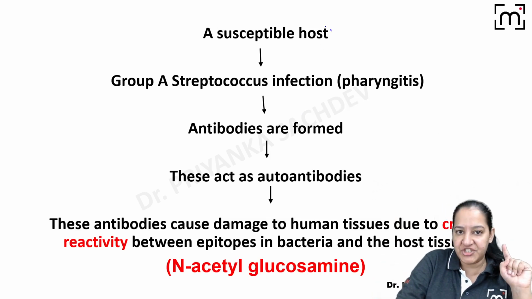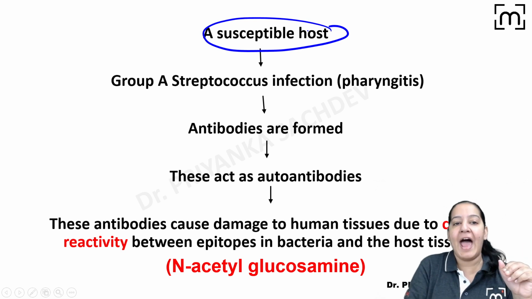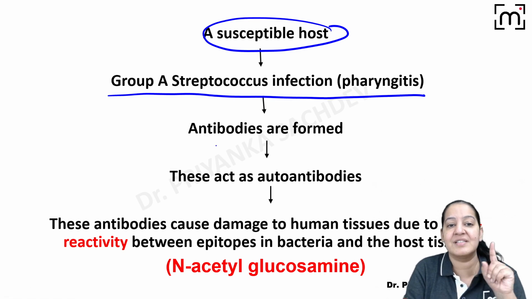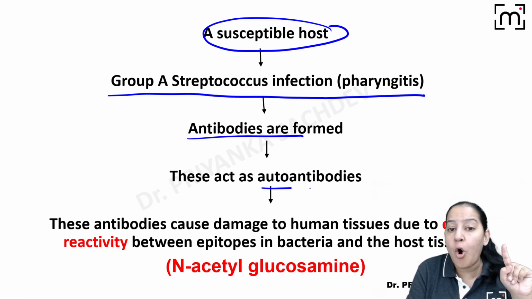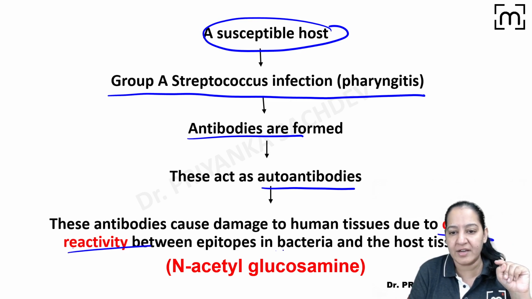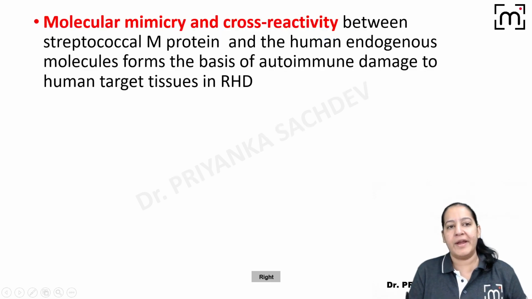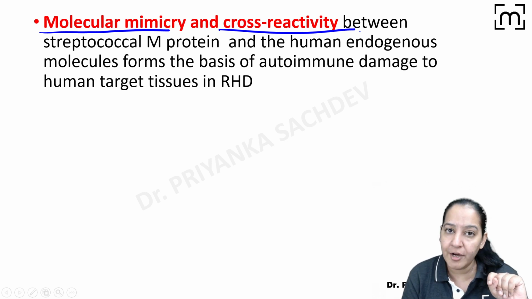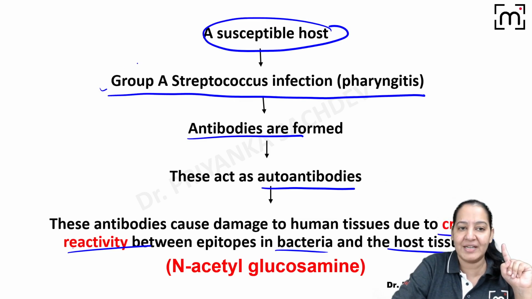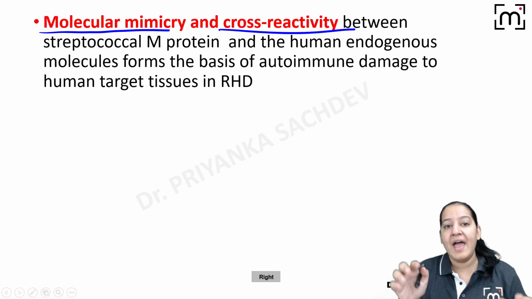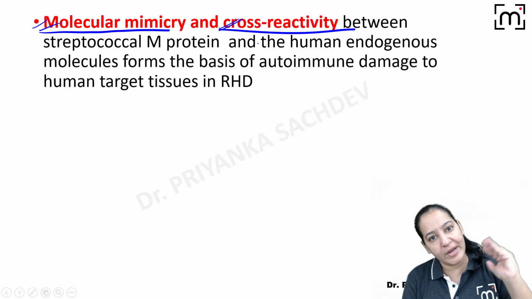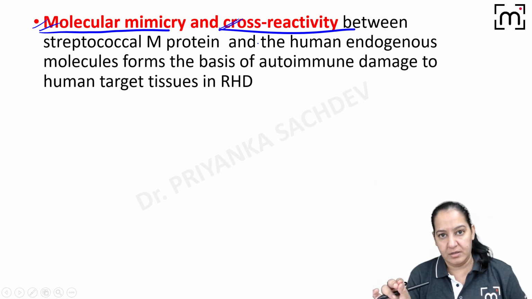So the pathogenesis: there is a child. The child is the susceptible host. And when the group A beta streptococcus bacteria comes and causes tonsillitis or pharyngitis, the antibodies are formed. The antibodies are autoantibodies, and they will show cross reactivity between the bacteria and the host tissue, the 5 host tissues. You got my point? This mechanism is known as molecular mimicry and cross reactivity. Who is doing molecular mimicry? There is molecular mimicry between the bacteria and the host tissue, the 5 organs, and the antibodies are doing the cross reactivity. Actually, the antibodies are formed against bacteria, but they are doing cross reactivity for the human tissue.